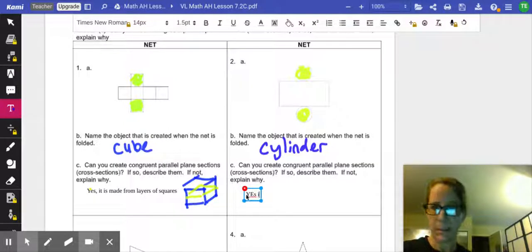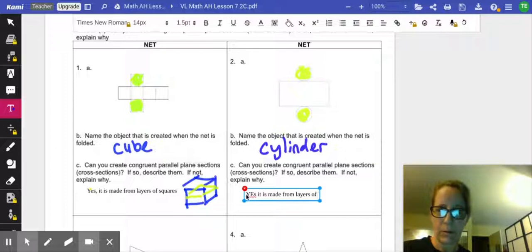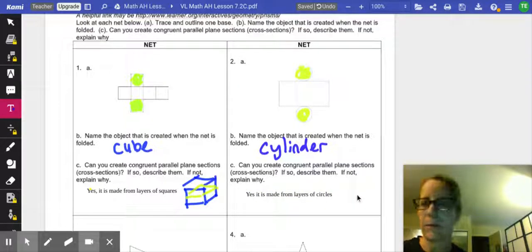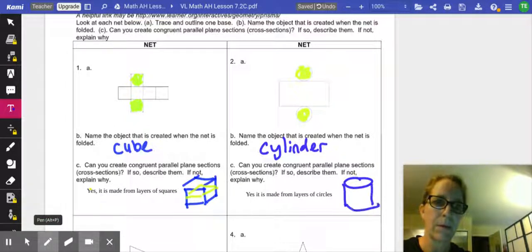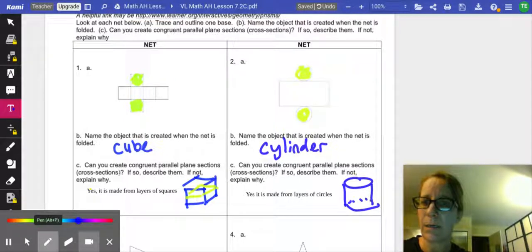Yes, it is made from layers of circles. Whoa, my yes went away. Let's try that again. There we go. Okay, so again, I'll give you my lovely drawing. Here's my cylinder. Woohoo! And when I cut it up, I would get layers of circles.